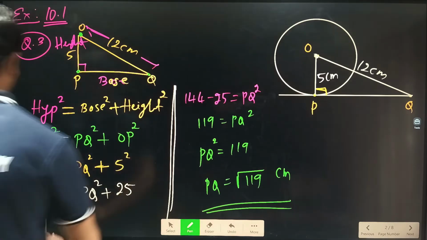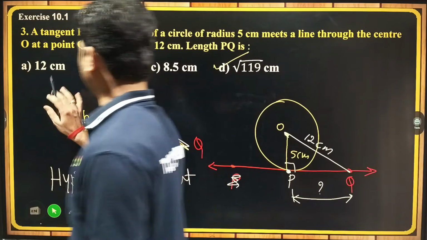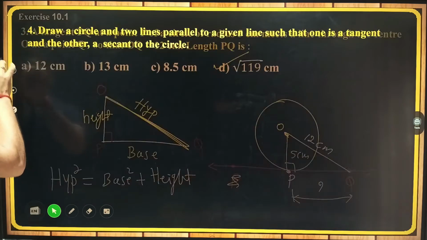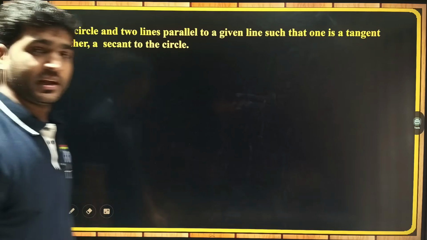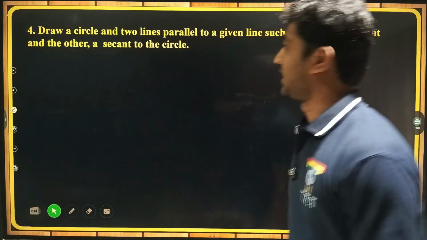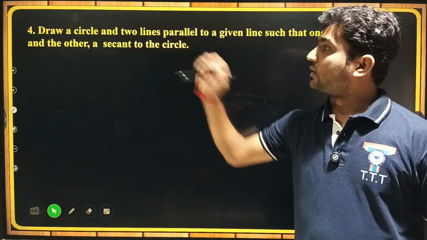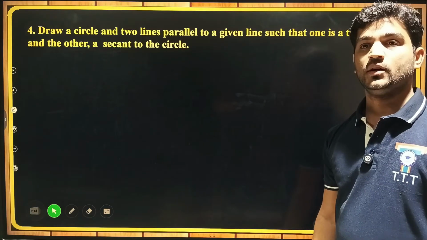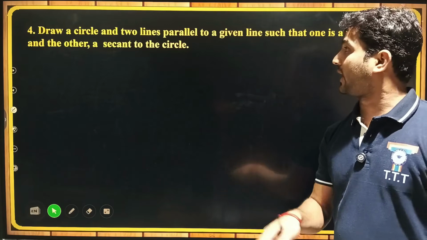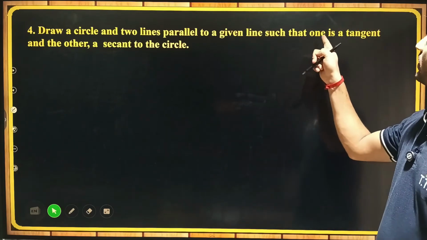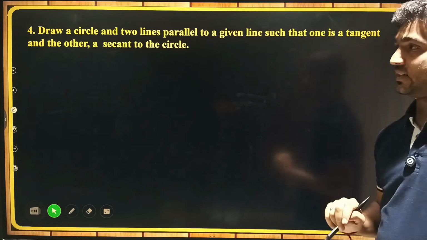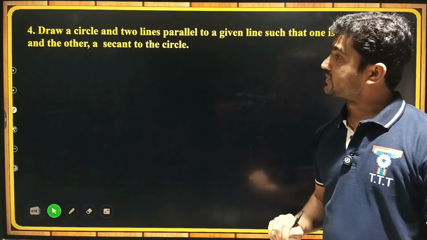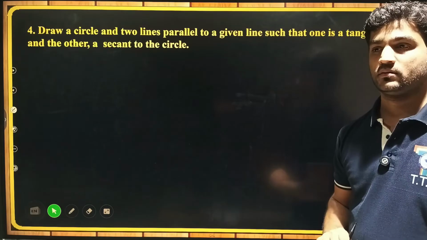So dear students, if you are going to proceed with question number 4, I hope you got it. The answer for question number 3 is square root of 119. In question 4, see what is there: draw a circle and two lines parallel to the given line, such that one is a tangent and the other is a secant to the circle.